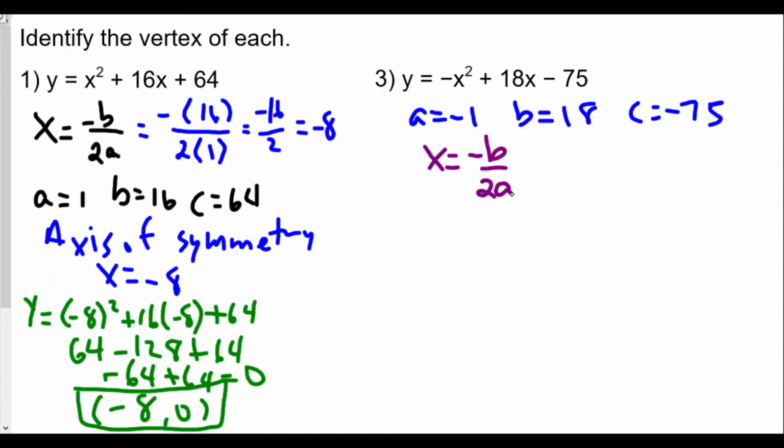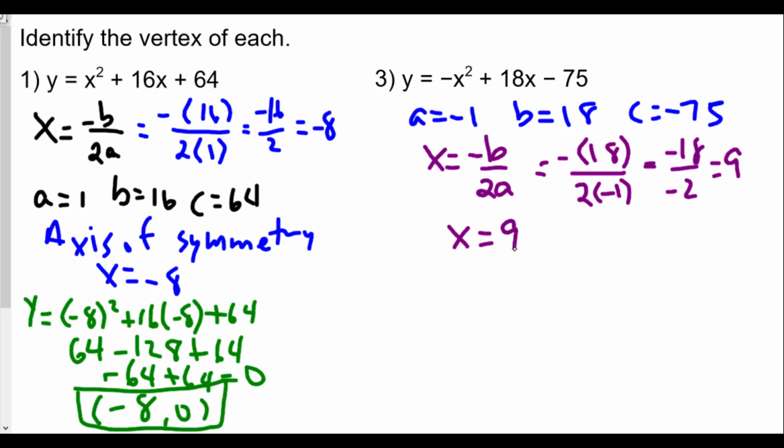Again, we talked about axis of symmetry being that line that divides the parabola in half. It is a line of symmetry or line of reflection, where in this case the two sides on either side of the axis of symmetry will be exactly the same shape, kind of fold on top of each other. And so here we go, we get negative 18 over 2 times negative 1. And so here we get negative 18 over negative 2 gives us positive 9. So our x value is going to be 9.